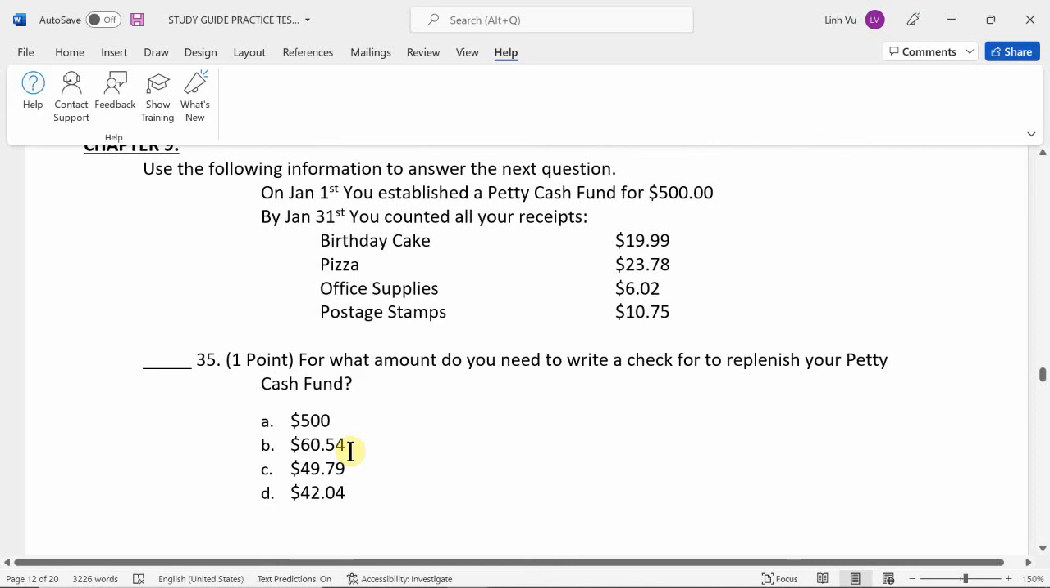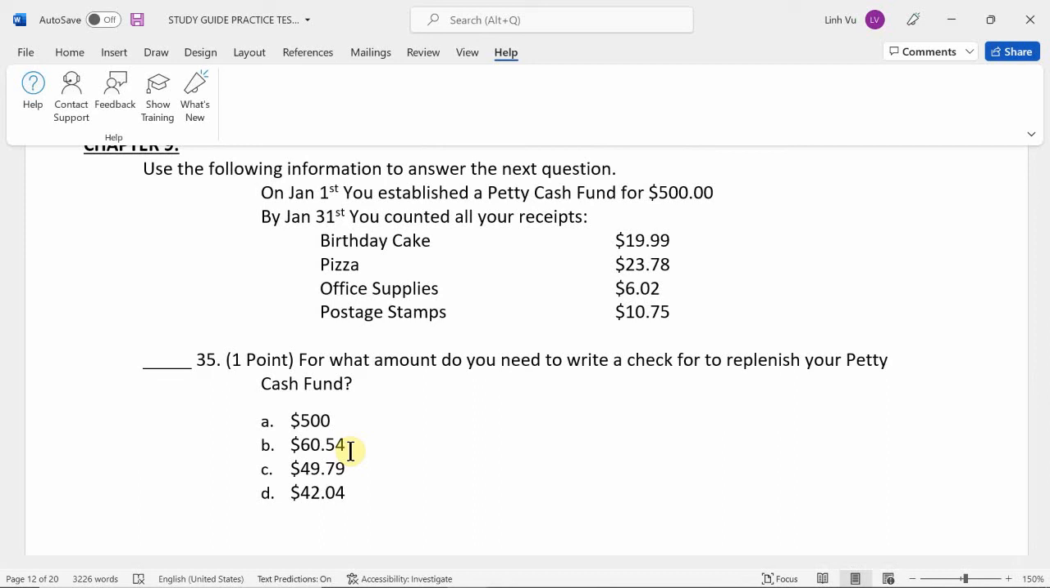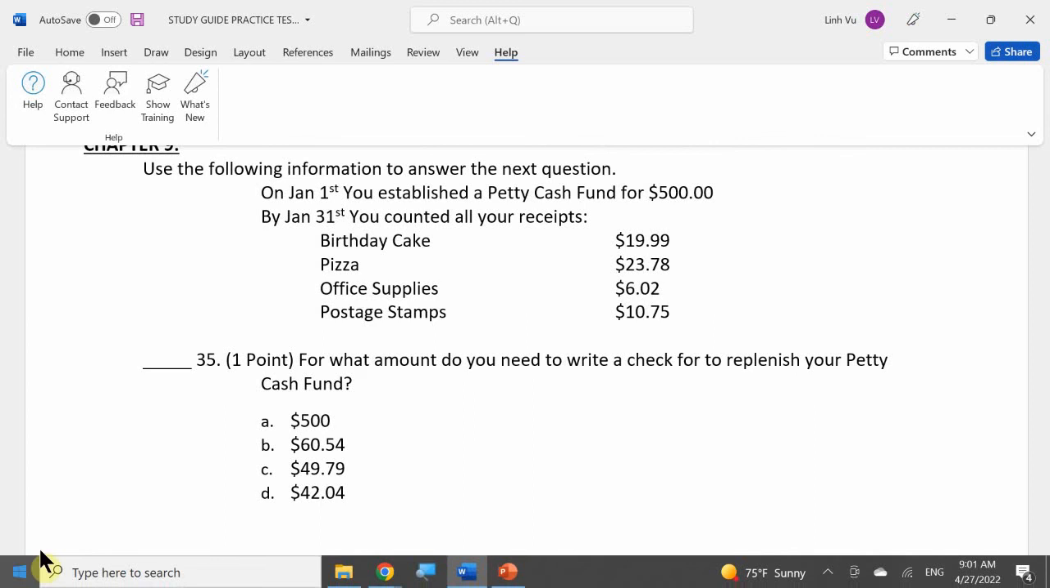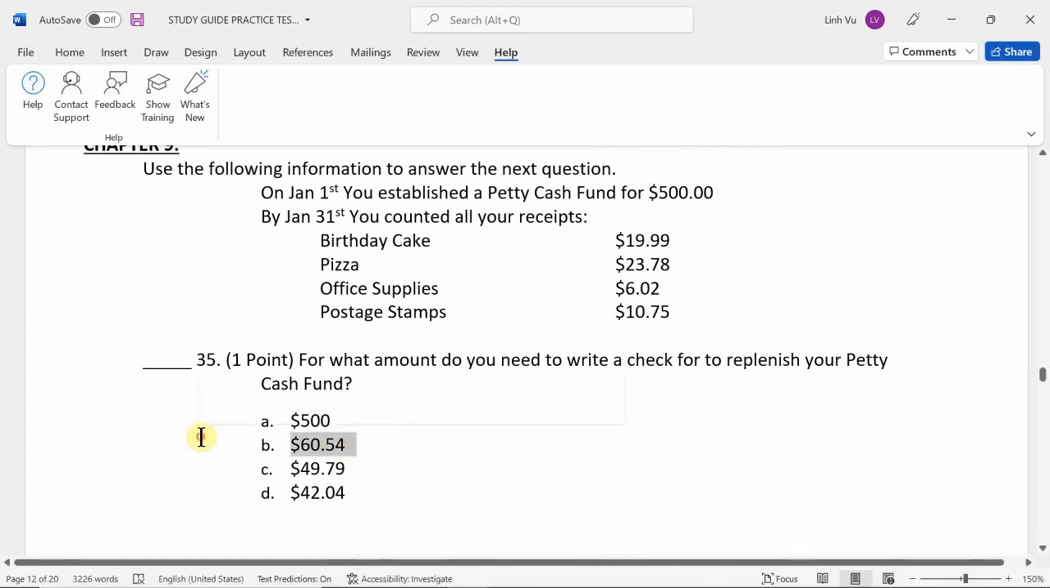So, question number 35 says, for what amount do you need to write a check to replenish your petty cash fund? B, right? $60.54. So all you have to do is tally up the total of your receipts, right?